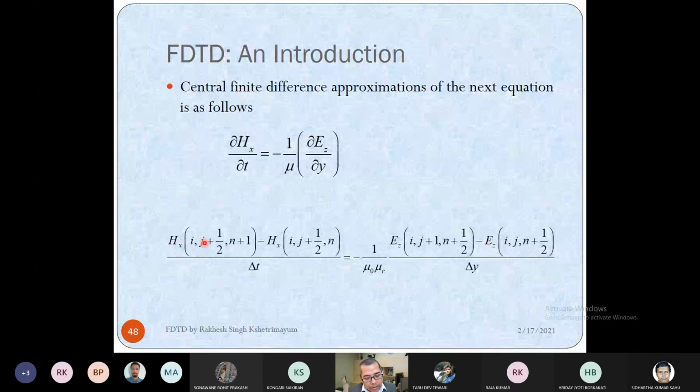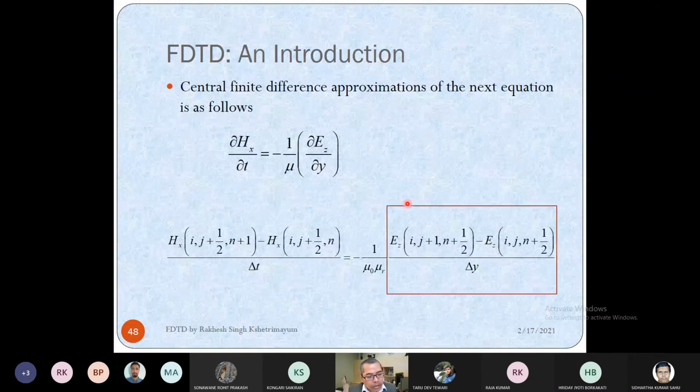Similarly, Ez, Ez is always calculated at the integer space step. So i, delta y, because you are doing partial derivative with respect to y, del by del y, so j plus 1, j. And half integer time step, so n plus half, n plus half. That's how you do the central finite difference approximation of the second equation. Let's look at the third equation.